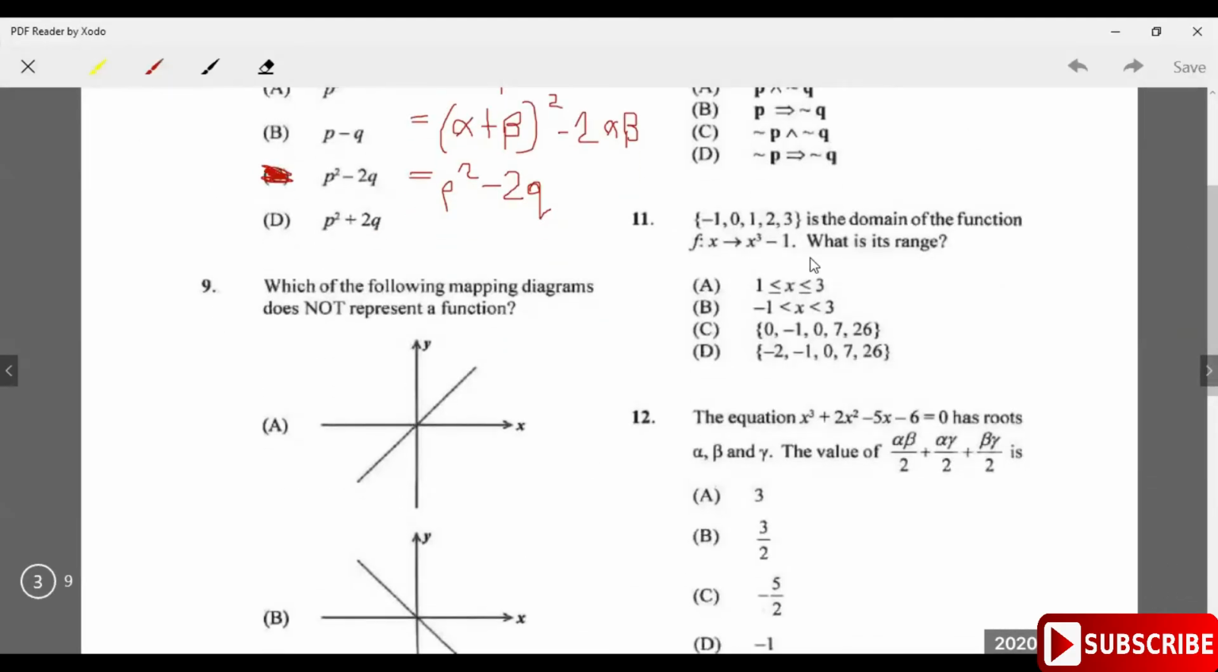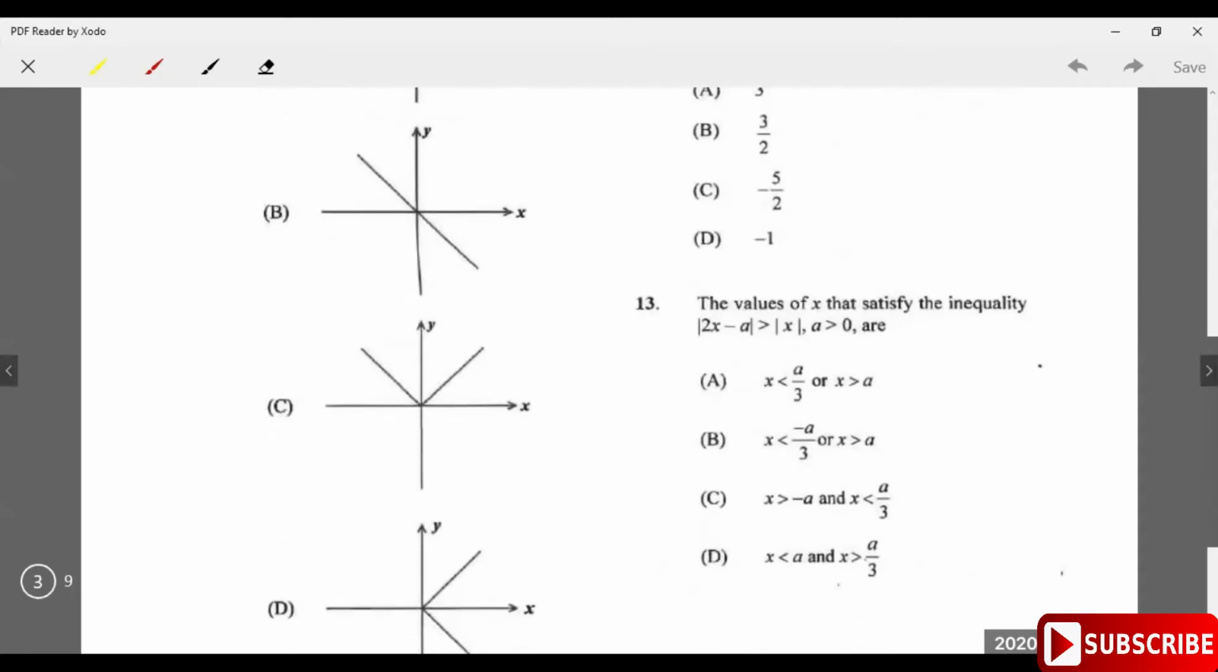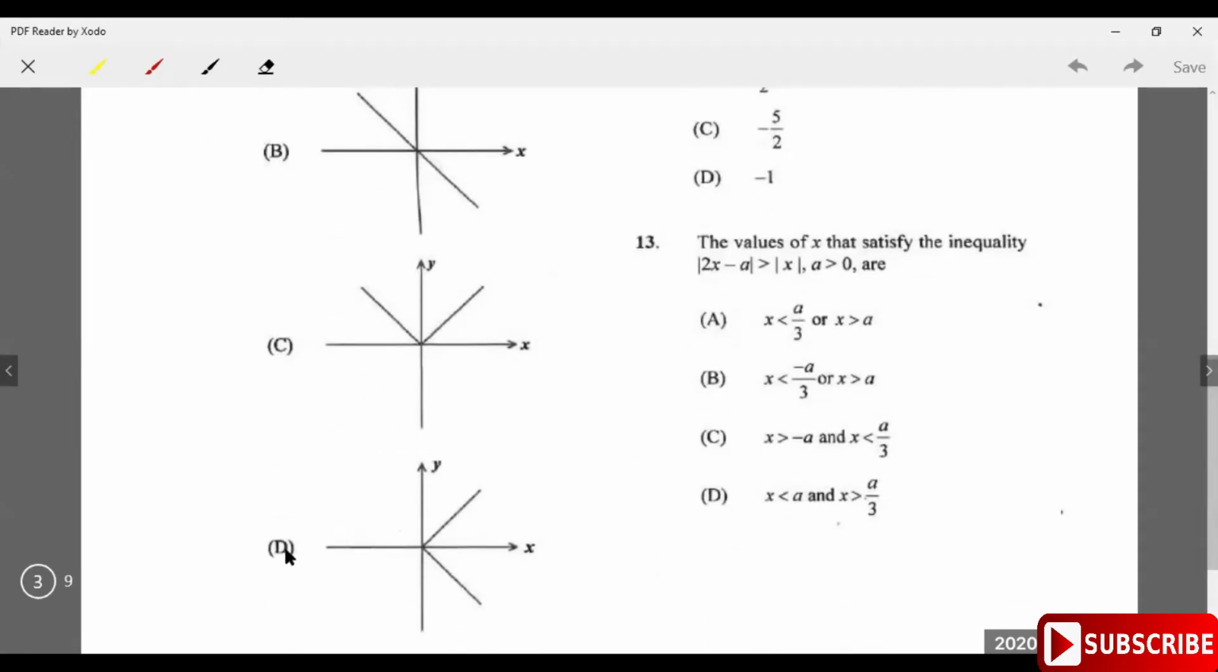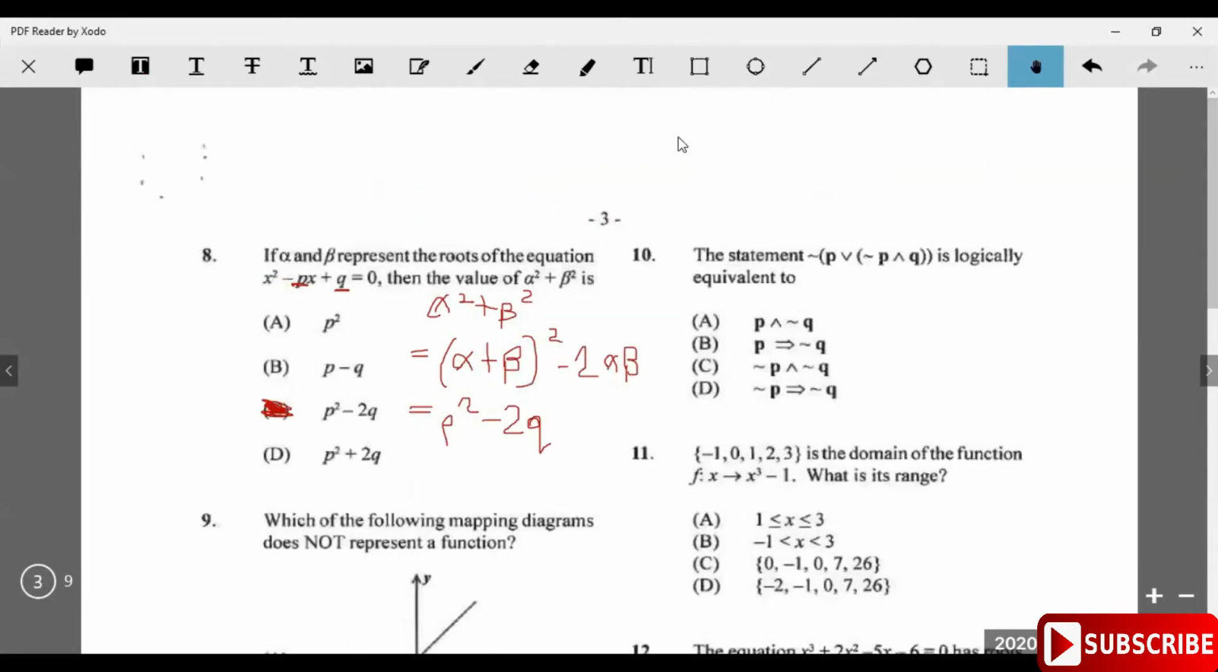All right, question 9. Question 9 is asking, which of the following mapping diagrams does not represent a function? This is a repeat question that we did in the last paper, and we said that it was option D. It's a repeat question from 2016, where we looked at the vertical line test. And we said option D. That's a repeat question again. Nothing too bad right there.